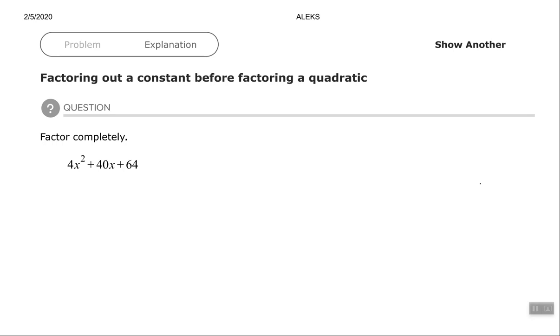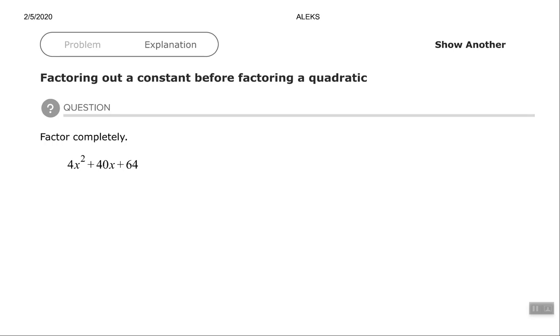So in this video, we're going to look at factoring out a constant before factoring a quadratic. So again, the first thing you should always look for is to see if you have a common factor for all of your terms. So our instructions are to factor completely. So we start off by looking for a GCF when we're factoring completely. Always start off by looking for a GCF, greatest common factor. You may have one, you may not. In this case, we do.